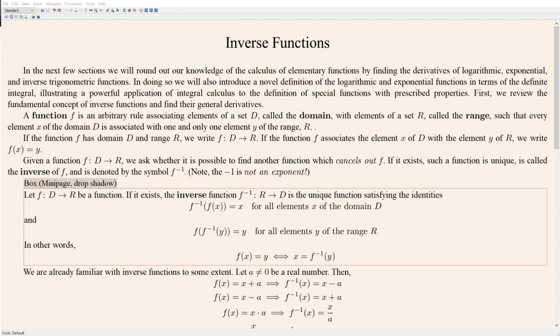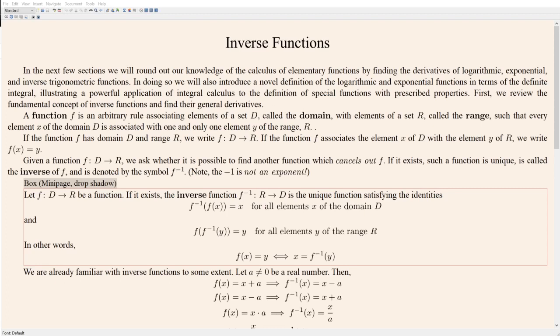And we also know a little bit about the trig functions. But of course, the library of elementary functions includes more than that. And the next chunk of material in Calculus 2 is going to be about bringing our knowledge up to speed about these additional functions.